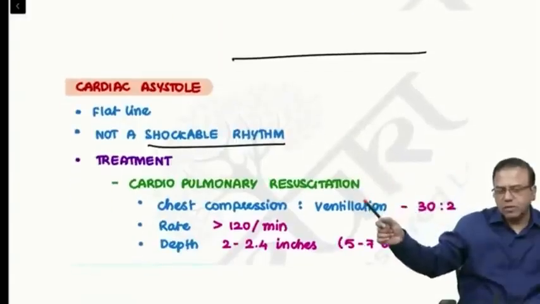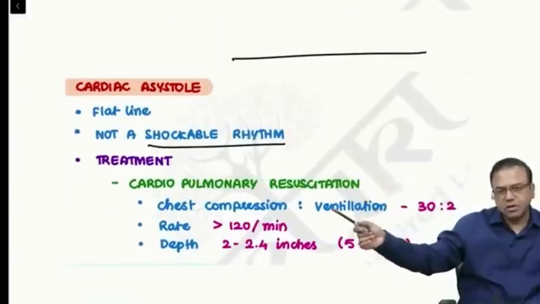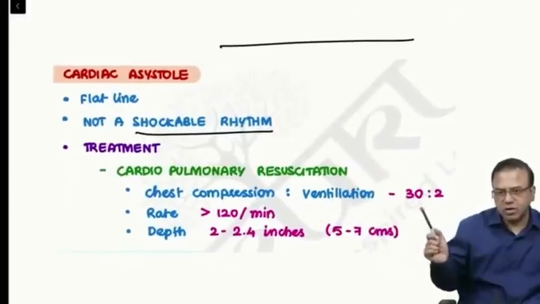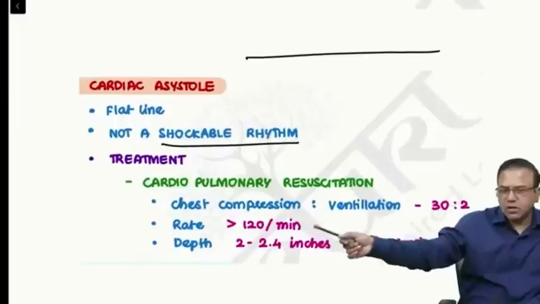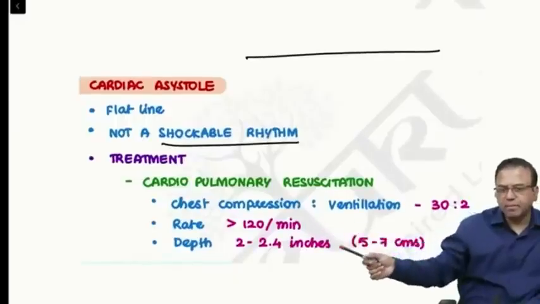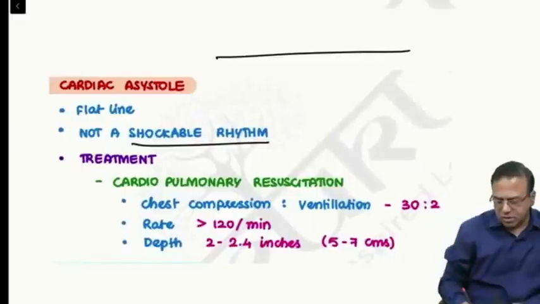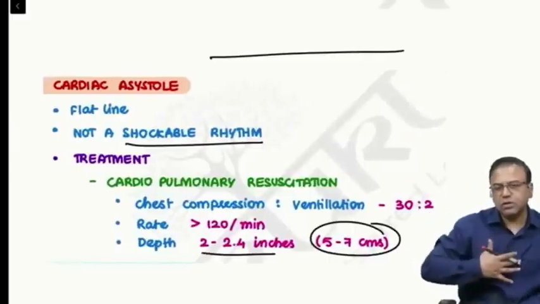Only thing you can do in this patient is the chest compression. So start chest compression with ventilation, ratio is 30:2. Keep the chest compression rate at 120 per minute and make sure the depth of the chest compression is 2 to 2.4 inches or 5 to 7 centimeters. Okay, that's the depth in which you're pushing the sternum.